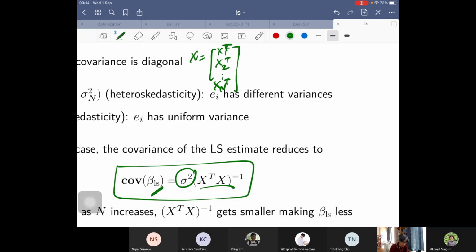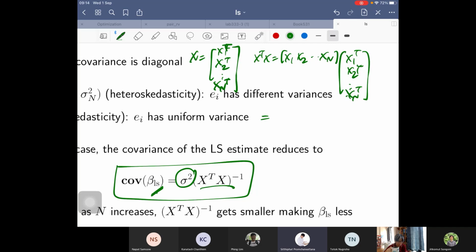Okay, X transpose X would be X1, X2, ..., Xn times X1 transpose, X2 transpose, ..., Xn transpose. Okay, can you calculate this? X transpose X, Sitipak, can you multiply this? X1 transpose, and then X1 X2 transpose, X1 X3 transpose.